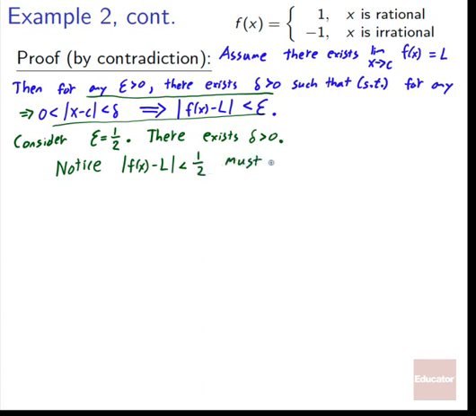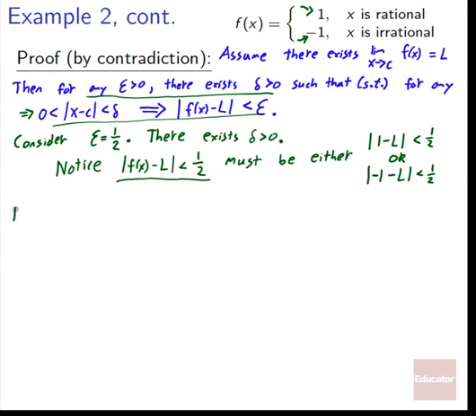must be either, well, what are the possible values that can come out of f of x? 1 and negative 1. So it must be either the absolute value of 1 minus L is less than 1/2, or the absolute value of negative 1 minus L is less than 1/2. The distance that our f of x is from L must be less than 1/2. So either 1 minus L is less than 1/2 or negative 1 minus L is less than 1/2. That's what absolute value of f of x minus L less than 1/2 has to come out meaning.